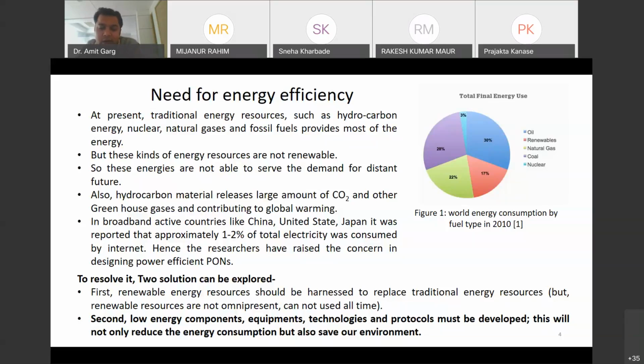Okay, but definitely we can harness, and things are moving on. Solar energy is again getting attracted. But it is some different points. So as a researcher in the field of optical networks, what we can do is design low energy components, equipment, technologies, and protocols, so that they will reduce the energy consumption and emit less greenhouse gases or CO2 to save our environment. So that is the main reason behind this energy efficient optical access network, right?